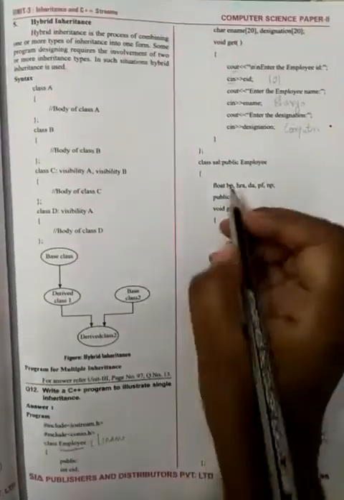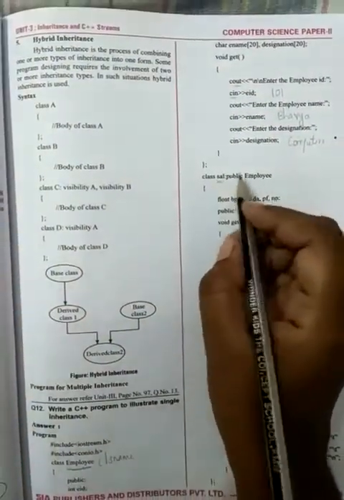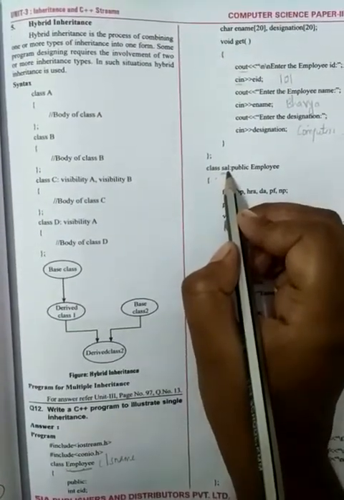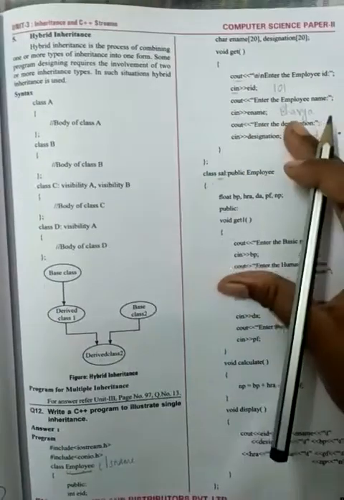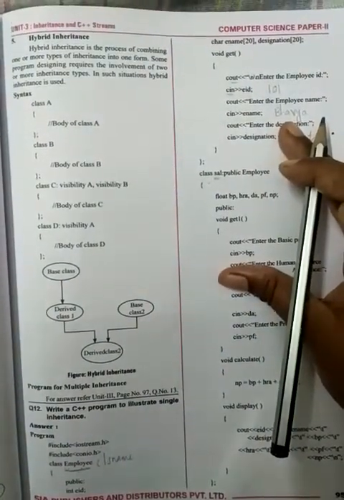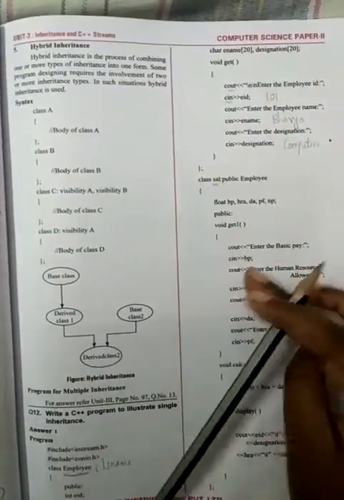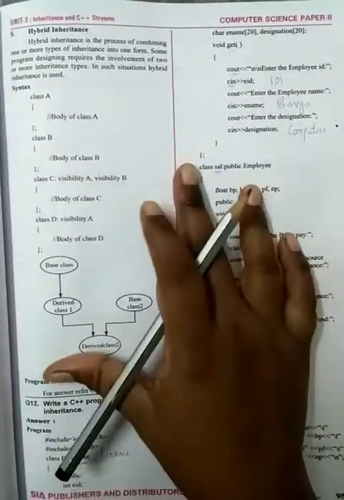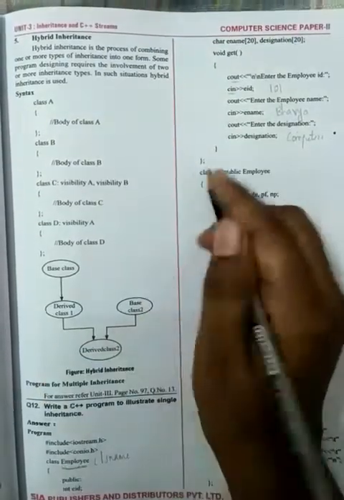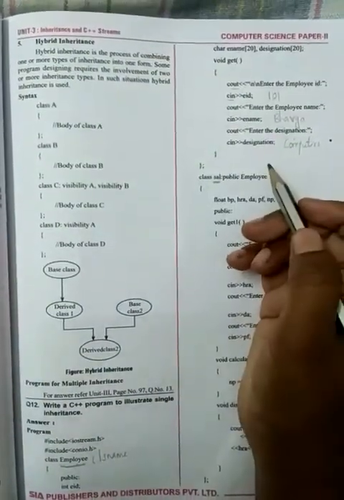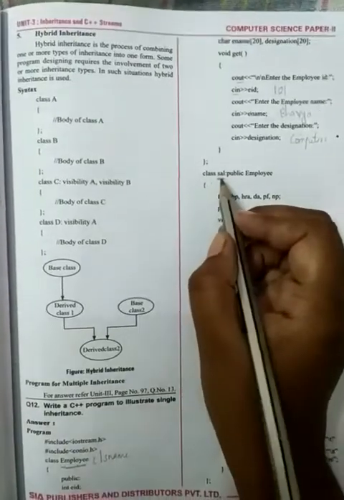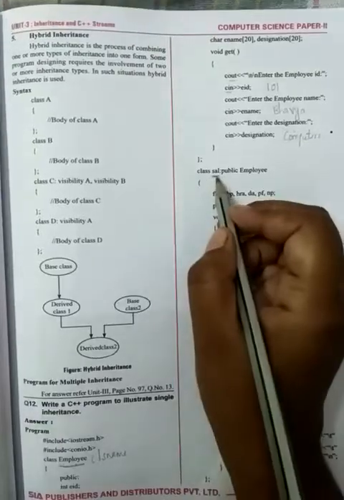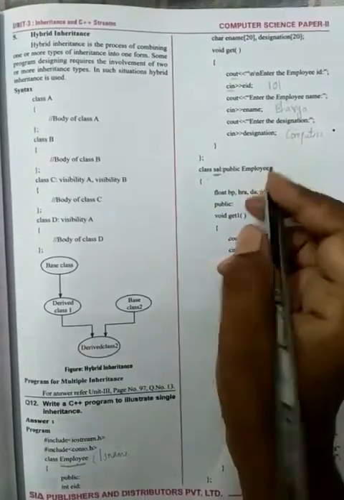After that, we are finding the salary for that employee. Here I'm taking one class named sal. In one class we are including another class. So employee is our parent class, and sal is our derived class. You can observe that sal is our child class.